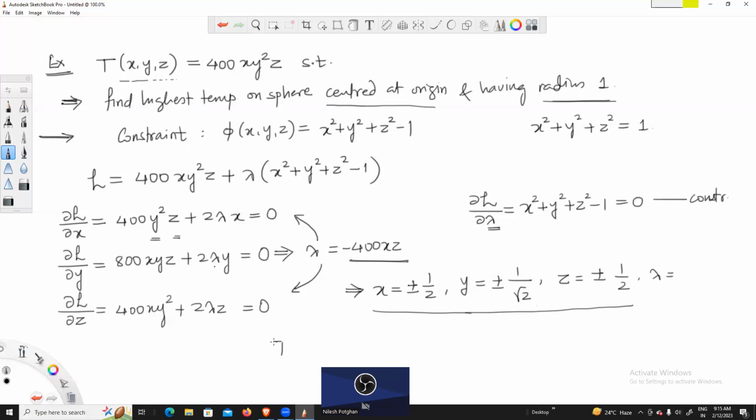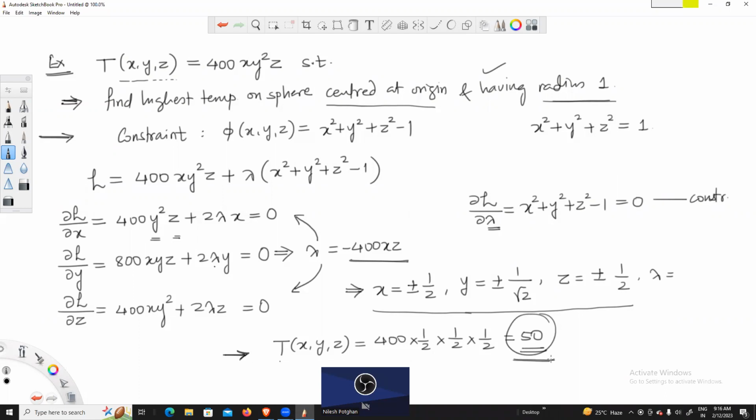Now if you find the highest temperature, T of x, y, z, this would be 400 into x which is half, y square again half, and z again half. So this would be 50. This would be the highest temperature subject to this constraint. So if you walk on the spherical surface centered at origin with radius equal to 1 and try to find the highest temperature sensed by you, that would be equal to 50.